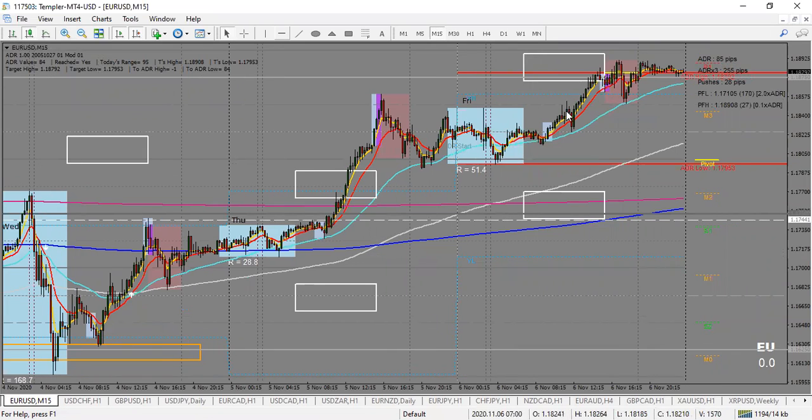And on Friday we had the NFP, but the dollar was still weak, and we also had a 50-50 bounce trade here. There was a hesitation zone where the dealer did break it and came for a retest, so we had another entry here. But these are entries that are not easy to grab.